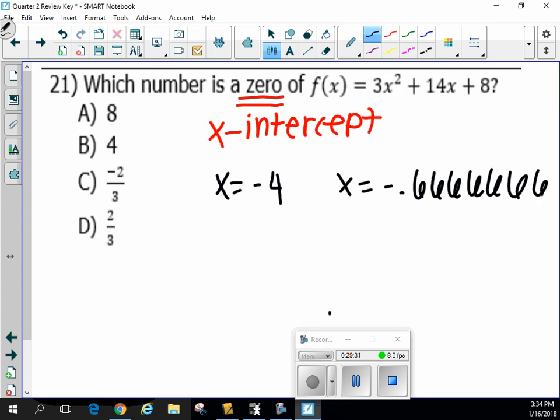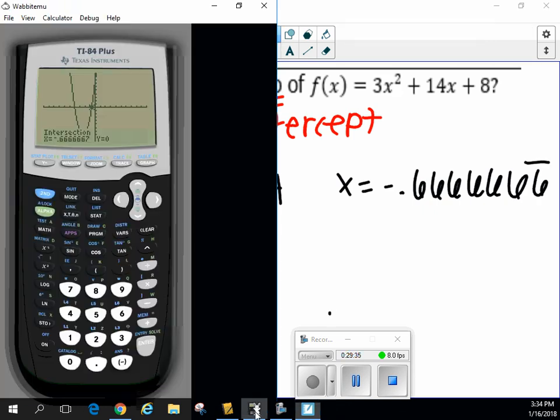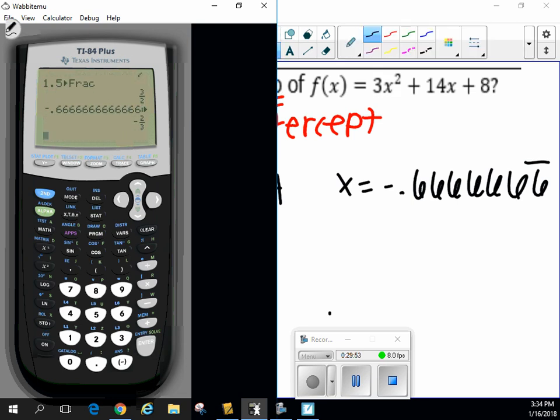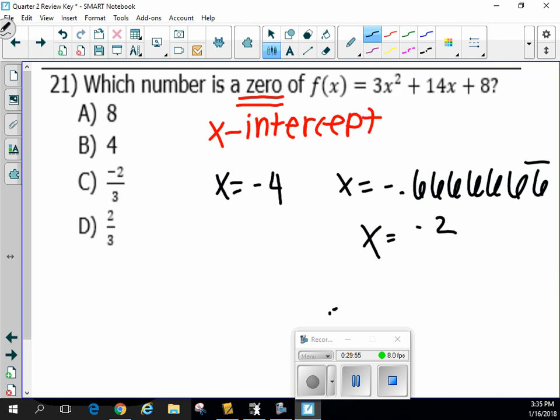X equals -0.666 repeating. So when you plug this into your calculator to convert this, if you don't know what it is, you would hit second mode to get out, and you would plug in -0.666, and you have to put in a lot of sixes in order for it to convert correctly. And then you're going to hit math, enter, enter, and when you do so, you should get -2/3. So x equals -2/3. So your answer is actually C. So you had to be able to convert that in order to find your answer.